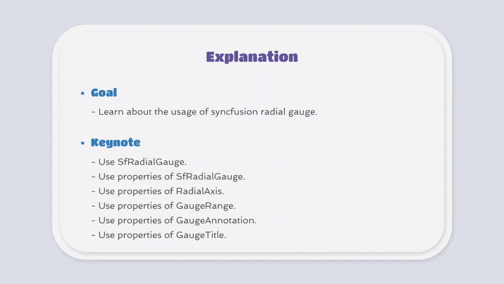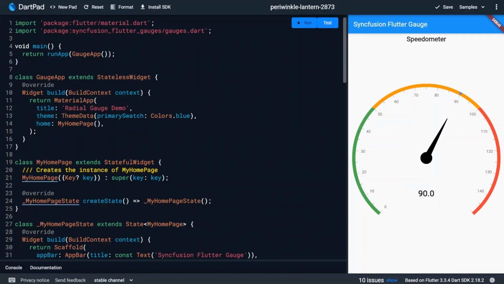At the end of this lesson, you will understand how to use SF Radial Gauge and how to customize a gauge with multiple properties. Today, we are going to learn about Syncfusion Flutter Gauge and SF Radial Gauge widget. Syncfusion Flutter Gauge is a gauge library. You can visualize data in a linear gauge or radial gauge. In this lesson, we will learn how to visualize your data in a radial gauge.